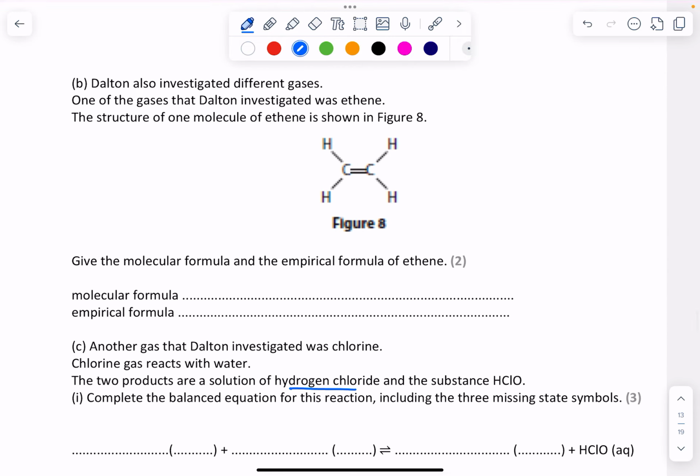Okay, give the molecular formula. So this is the molecule. All I have to do here is count the number of atoms inside this formula. So I've got 1, 2, 2 lots of carbon, and then 1, 2, 3, 4 lots of hydrogen. To find the empirical formula is the simplest ratio. So if I divide these by 2, I can get down to CH2, and that is the simplest ratio, and therefore the empirical formula.